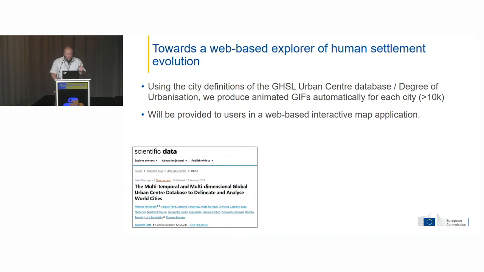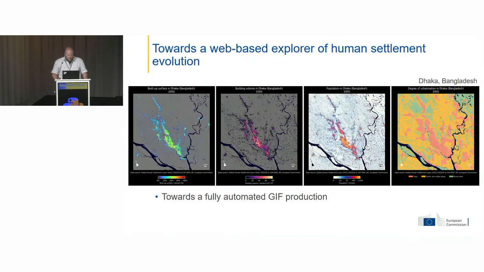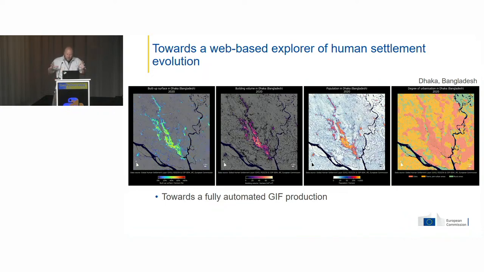And for each of those, I'm currently playing around with how to produce such animations in an automated fashion. This is how it currently looks. We're looking here at Dhaka, Bangladesh. So we have built-up surface, built-up volume, building volume, population, and the degree of urbanization.